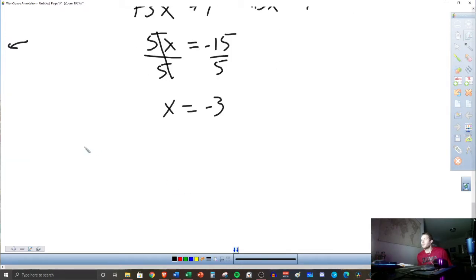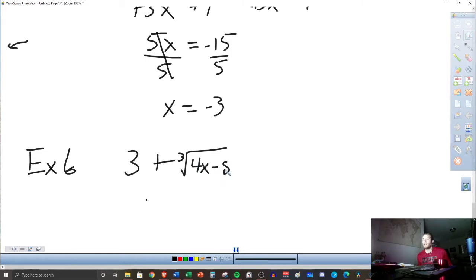We're going to do one more example. So let's do example 6. 3 plus cube root of 4x minus 8 equals 1. Okay, go ahead and try to solve that.